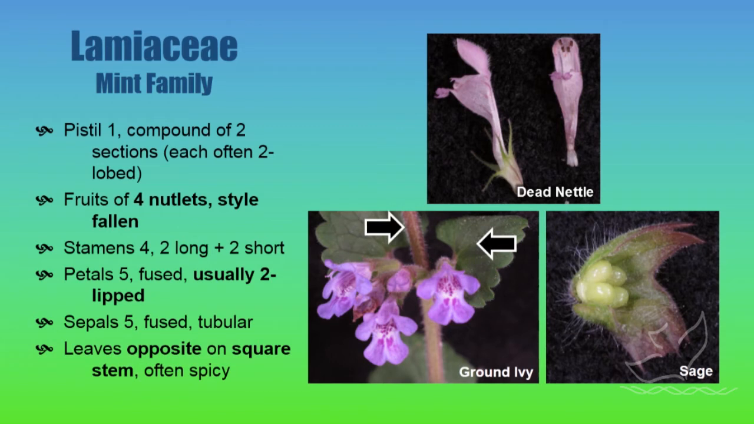The leaves are opposite, and they're attached to a square stem. So opposite leaves on a square stem, you know, when you see that, think mint and look for other characteristics to confirm it. Not only are the leaves opposite on square stems, but they often have a spicy or really more of just a minty odor. You know, if you think spearmint or other odors like that, that's what you would expect in the mint family.